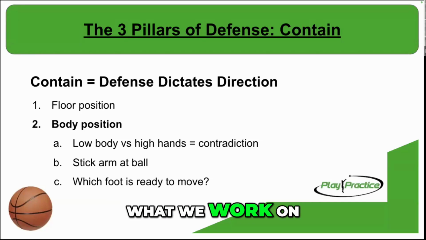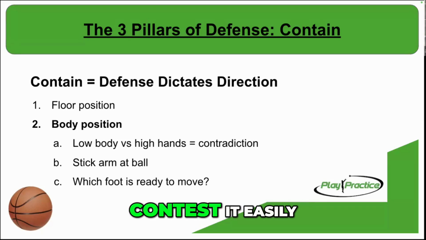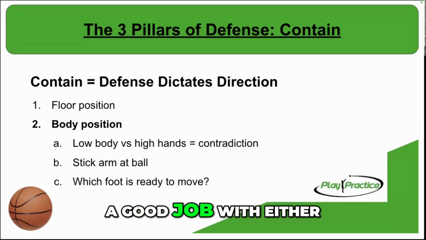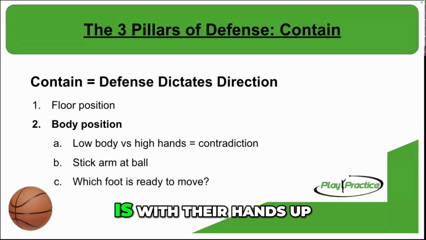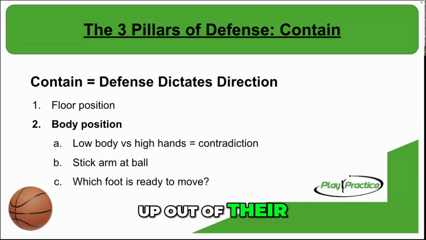And so what we work on is a stick arm, so we can stay low with our body but have an arm at the ball height. Then when they're going to go up to shoot it, we can just match the height of the ball. We can contest it easily, which is really the goal of those two arms up: to contest it. But we're not doing a good job of either, right? And what we find is with their hands up, they tend to come up out of their stance more and they get blown by on a drive.